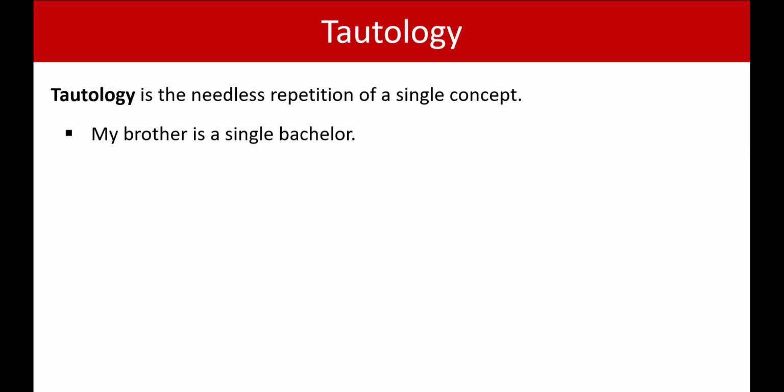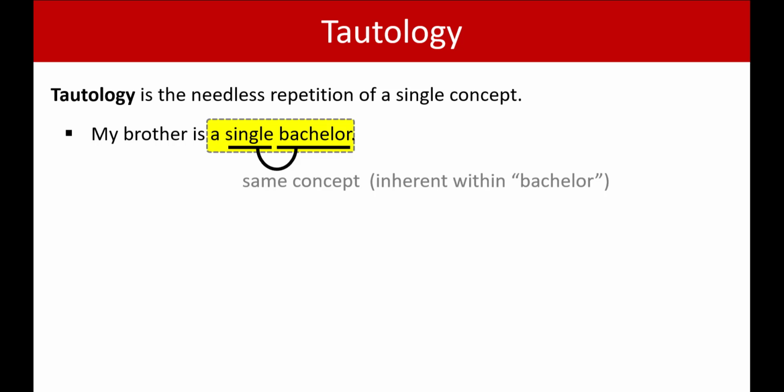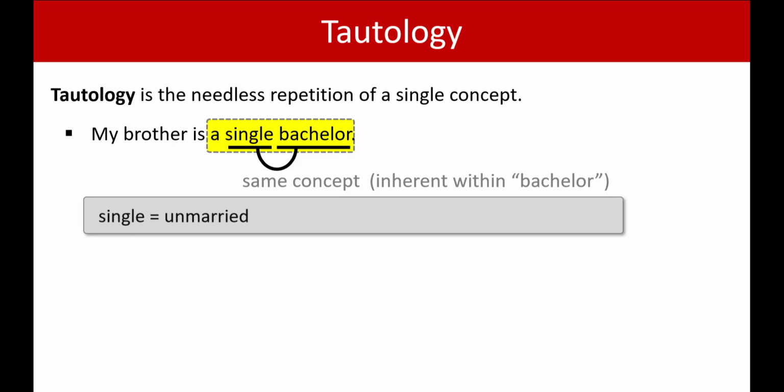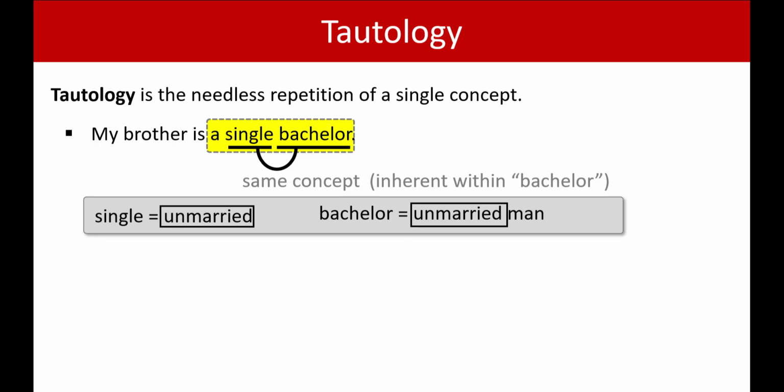My brother is a single bachelor. A single bachelor is a tautology. Single and bachelor express the same concept. The word single is inherent in bachelor. Let's spell this out. In this context, the word single means unmarried, and bachelor means unmarried man. Well, you can see that the word unmarried is repeated. In other words, unmarried is inherent in the word bachelor. So this example can be corrected by crossing out the word single.